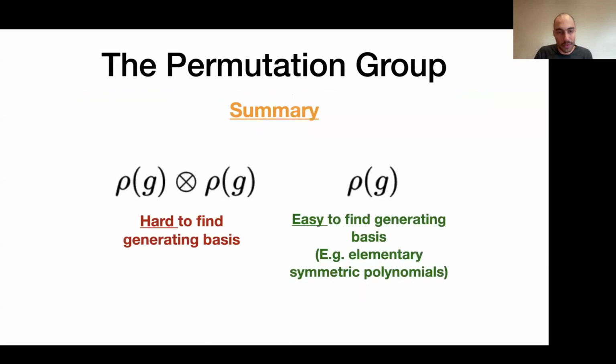So just to summarize this example, if we were on the right-hand side where the representation is just the standard representation, we're good. But on the left-hand side, we have a representation which is like a tensor product that acts on both rows and columns, and the story is a bit more complicated. But all is not lost.